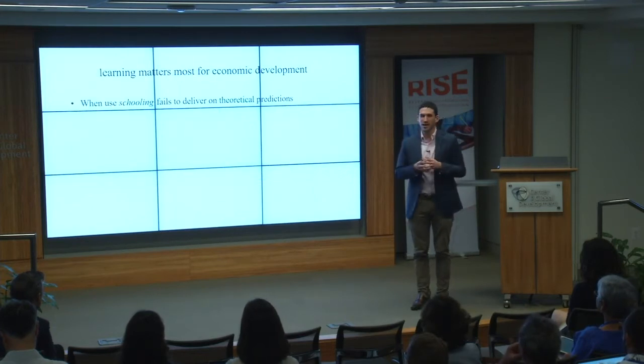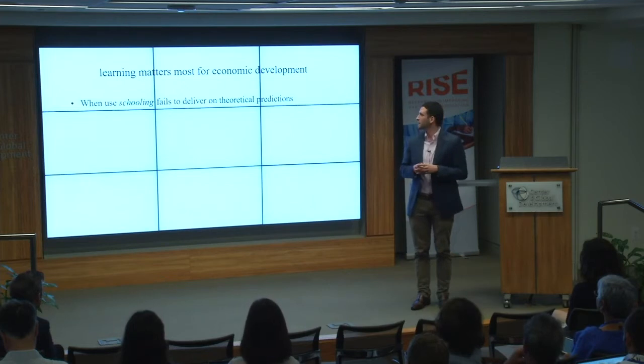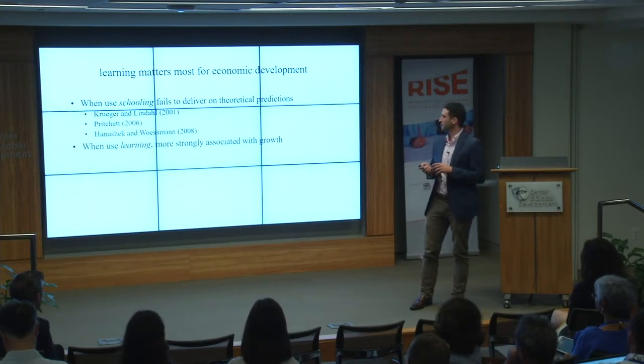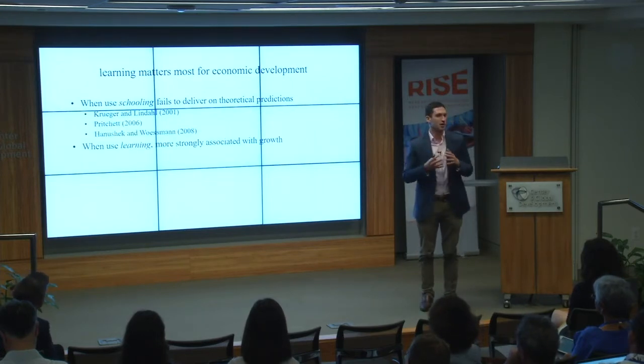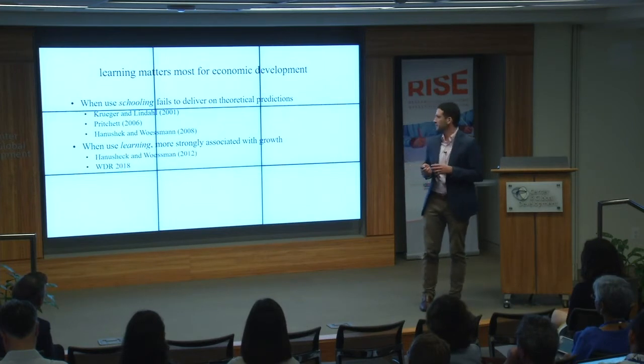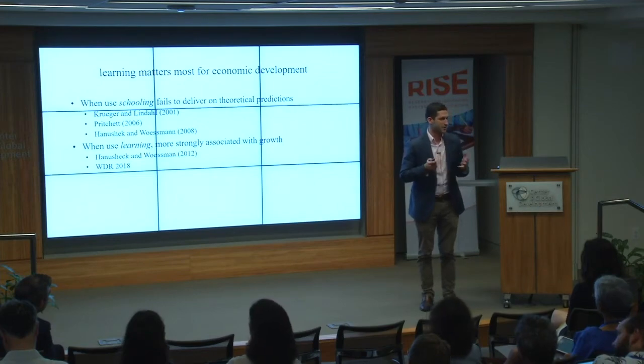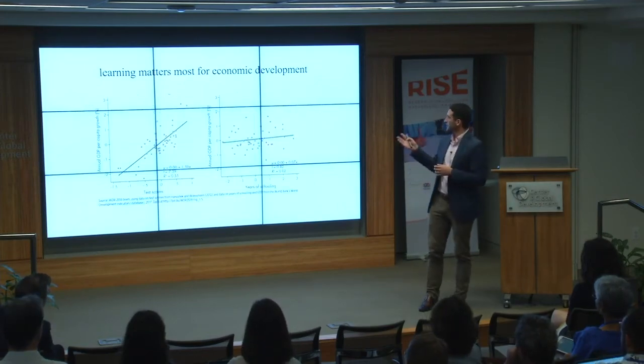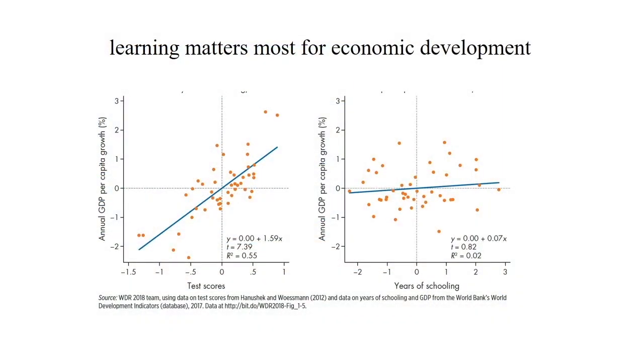We know from accumulating literature that schooling can sometimes fail to deliver on the predictions from these economic growth theories. But when you use learning, you get much stronger associations. A very famous paper by Hanushek and Woessmann, and the World Development Report 2018, chronicles this in depth. This is a nice graph from the World Development Report, showing that when you look at years of schooling, conditional on test scores, against annual GDP per capita growth, you get a flat relationship, but with learning, you see that positive association.